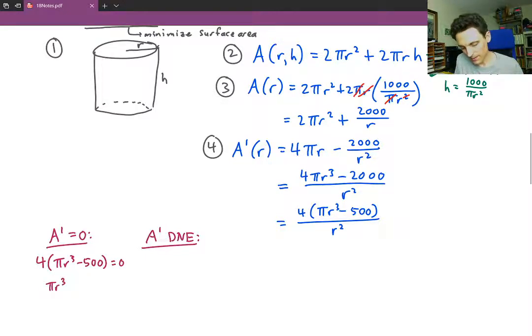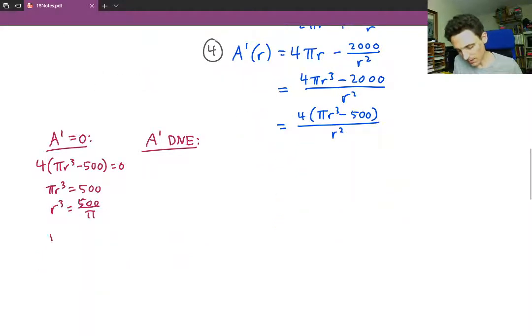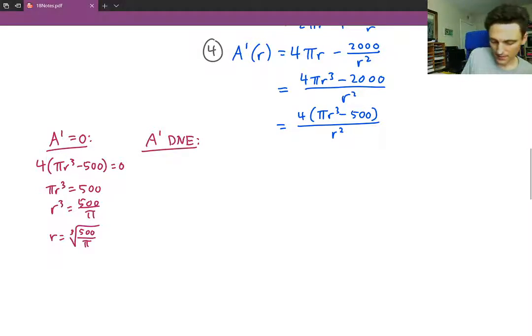Which happens when pi r cubed equals 500. So r cubed equals 500 over pi. So r equals the cube root of 500 over pi. Not plus or minus because this is an odd root.